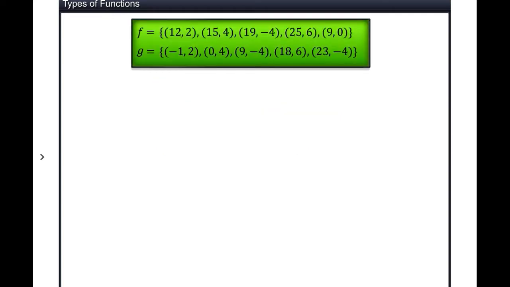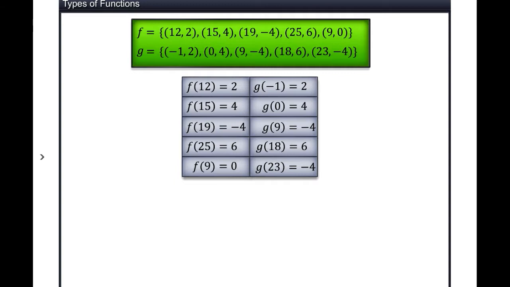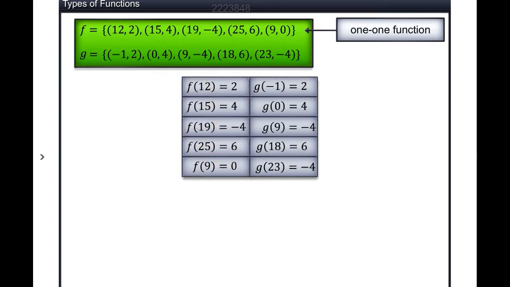Look at functions f and g. To check the functions for injectivity, we consider any 2 different values in the domain of the function and check that their corresponding outputs are different. In the first case, different elements have different images. Therefore, the given function is 1-1. However, in the second case, the image of 9 and 23 is -4. It means that g of 9 and g of 23 is equal to -4. Hence, the function g is not 1-1.